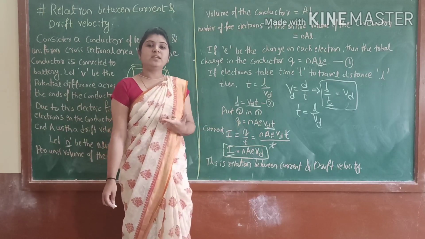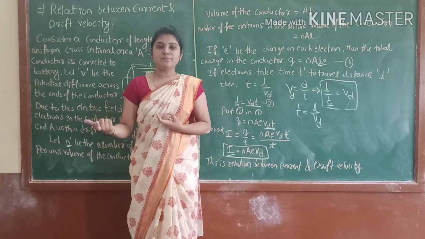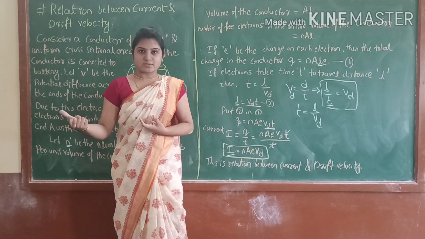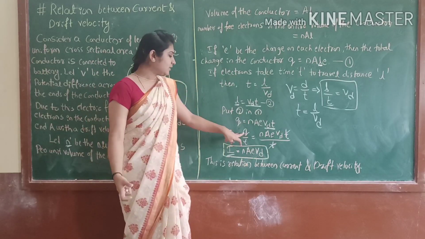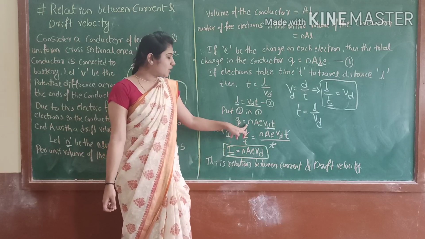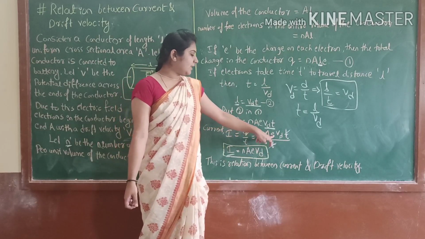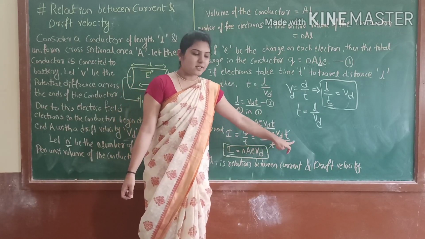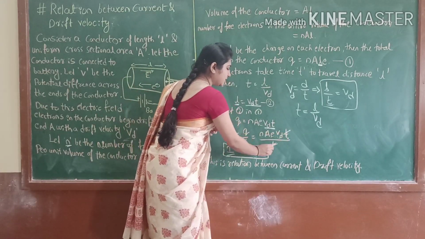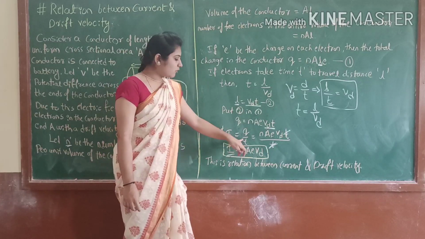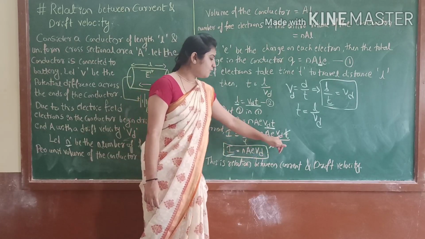Then we know the definition of current: flow of charge per unit time. We call it electric current. So current I is equal to Q divided by t. Put the value of Q from the above equation, that is N A e Vd into t divided by t. Right? So this t and this t get cancelled. Then what remains? I is equal to N A e Vd.